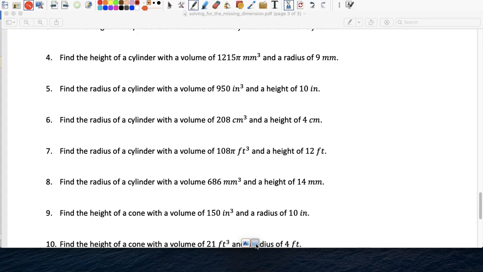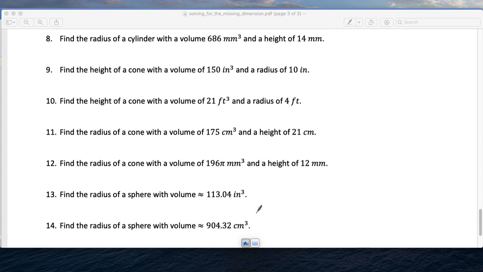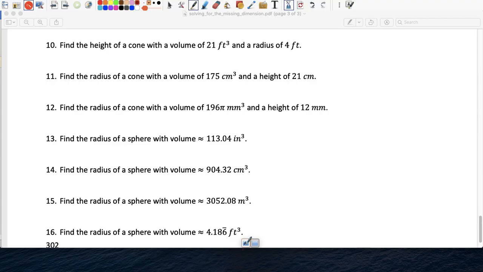We did number 9, so we're doing number 10. Number 10 is a cone with a volume, and we want the radius. So we have a cone, right? The radius they give me is 4, and the height is what's missing. So that's h, and this is 4. The volume is 21, radius is 4, and the height is the unknown.